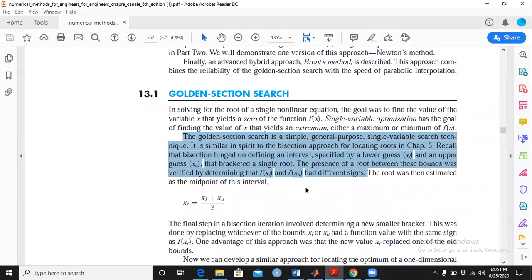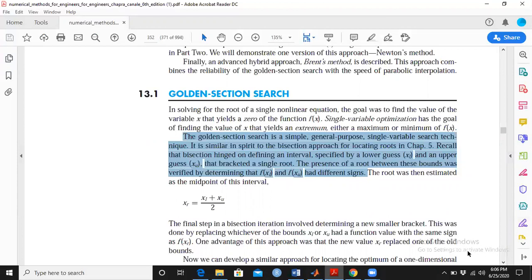Hello students. Today we will learn the golden section search method. We use this method for unconstrained optimization. For single variable optimization, we can take inspiration from the bisection method that we used to find the root of a function. For the golden section search method, we need XL, the lower guess, XU, the upper guess, and the functional values at these 2 points.